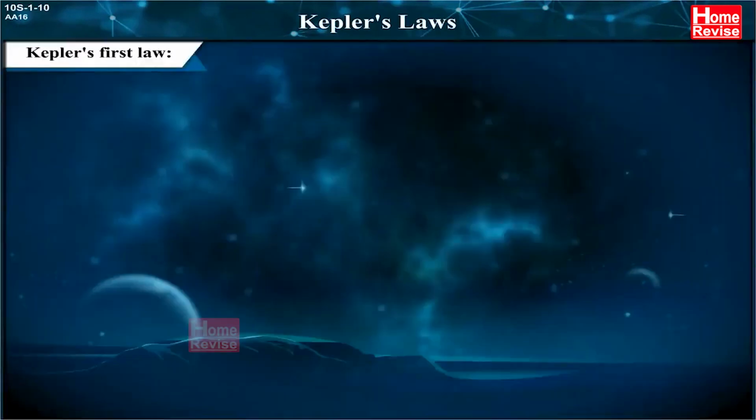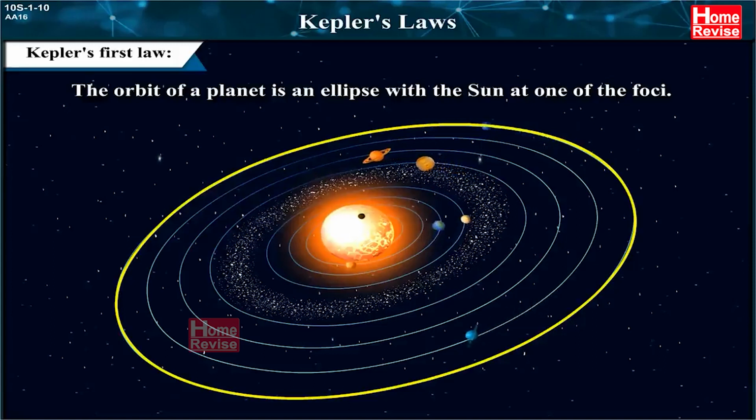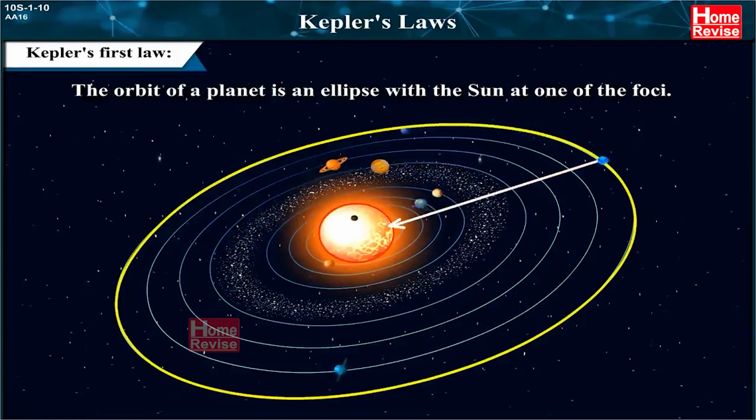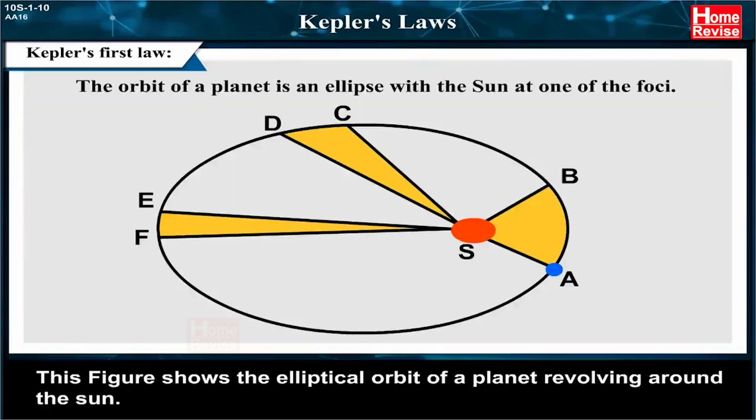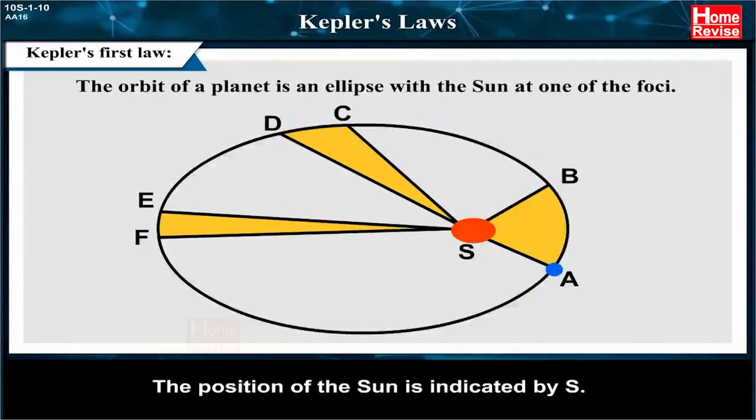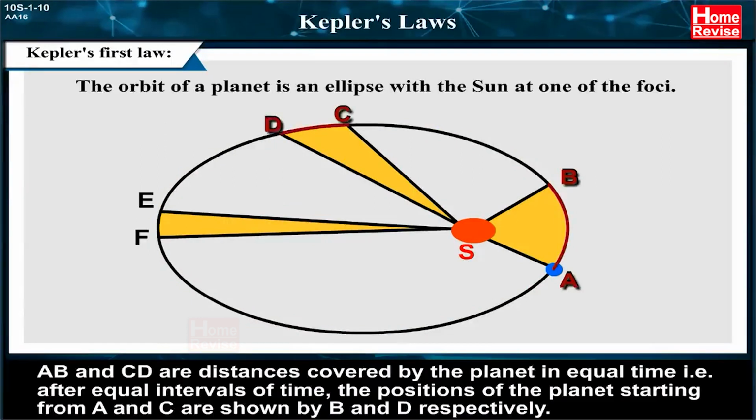Kepler's first law. The orbit of a planet is an ellipse with the Sun at one of the foci. This figure shows the elliptical orbit of a planet revolving around the Sun. The position of the Sun is indicated by S. AB and CD are distances covered by the planet in equal time, that is, after equal intervals of time. The positions of the planet starting from A and C are shown by B and D respectively.